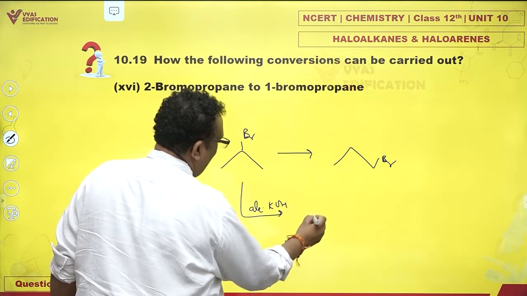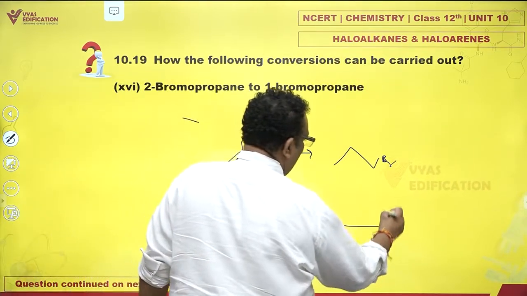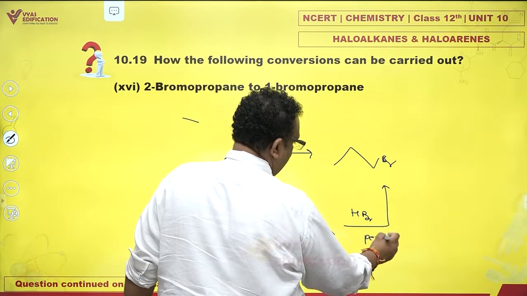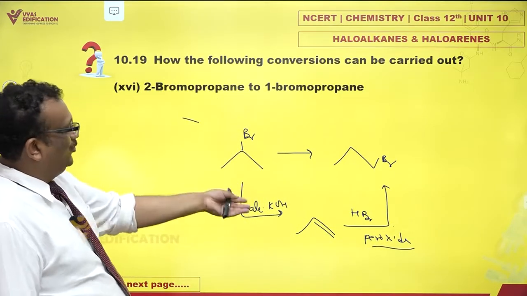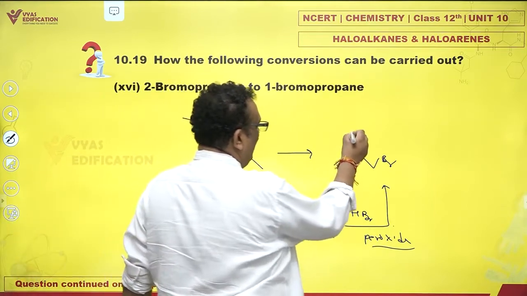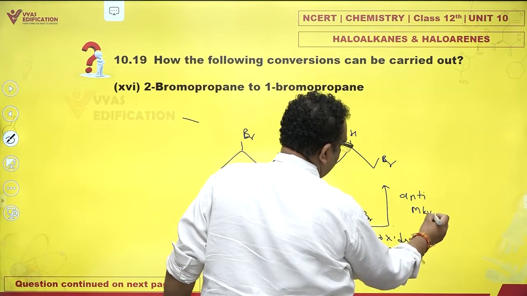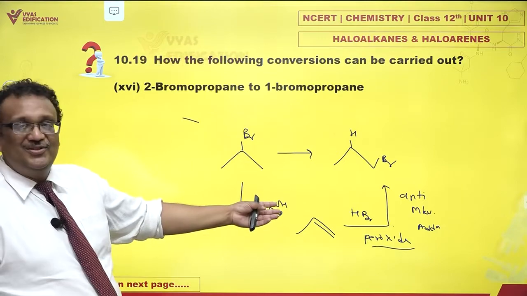So many things have similar step like this. And then carry out bromination. HBr in presence of peroxide. This looks like a repeated question nonetheless. And you get anti-Markovnikov addition and you get H and Br added like this. Radical mechanism of addition. This is how you get it.